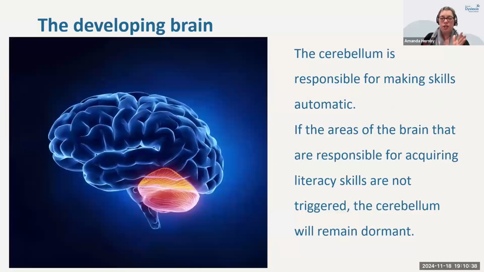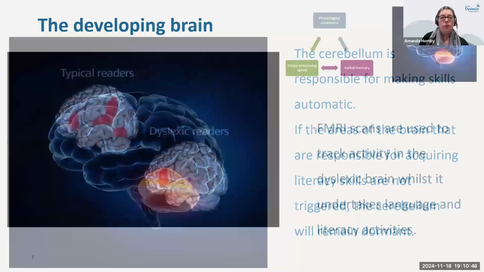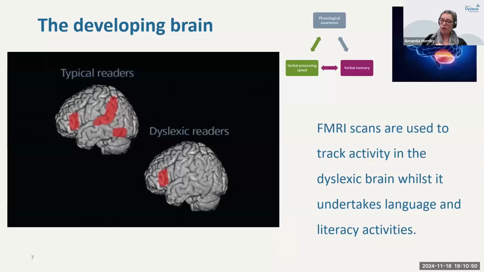So what we need to do is to introduce a multisensory way of teaching so that the cerebellum can trigger and build the neural pathways really well. So when we have a look at this fMRI scan, this demonstrates very clearly that on the left side of the brain, for those who are typical readers, they have these 3 areas of the brain that there's enough activity there for the cerebellum to build the neural pathways.